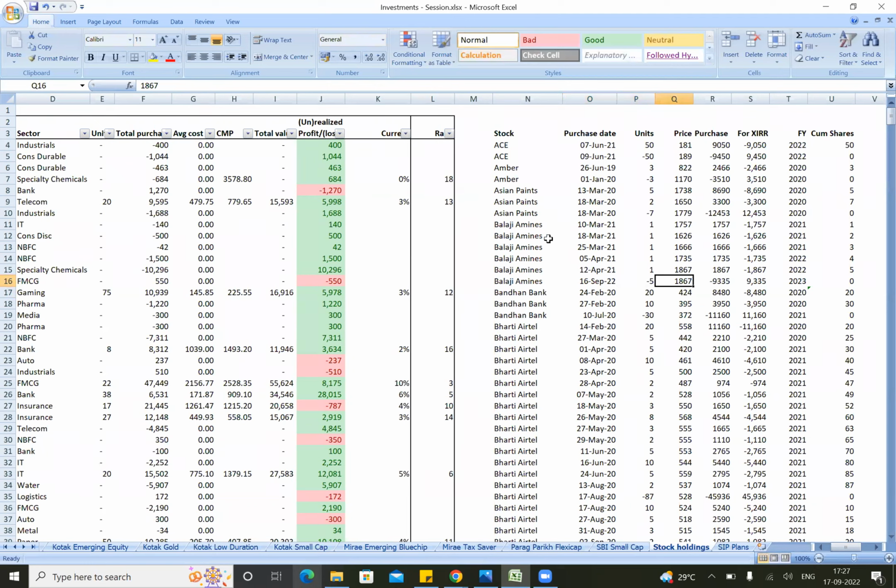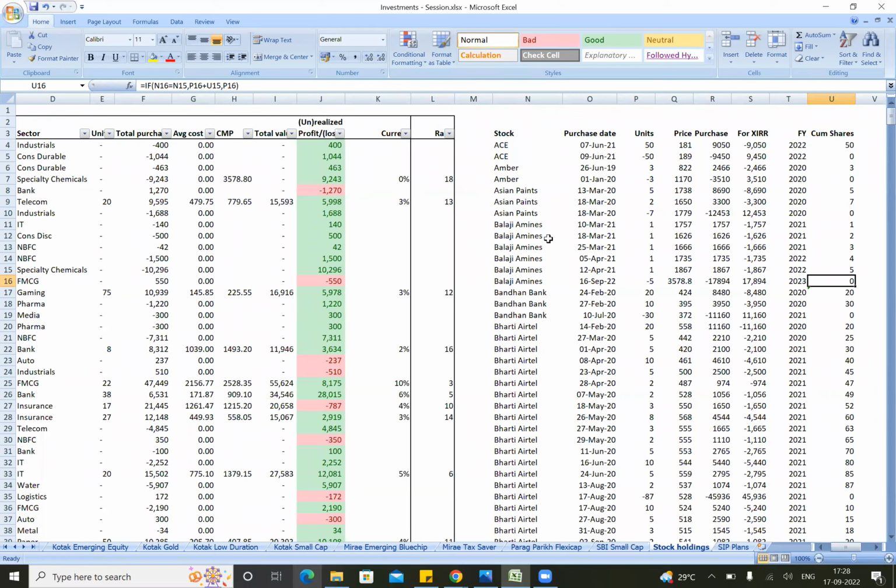For example, what was the Balaji Amine share price yesterday? I am just looking at my mobile to find the value, but let's assume it was, okay, I've already opened it. So it was 3578.80, 357. So I could have easily taken it from here only. I just updated it. Okay, so this I have sold off yesterday. So cumulative shares become 0.